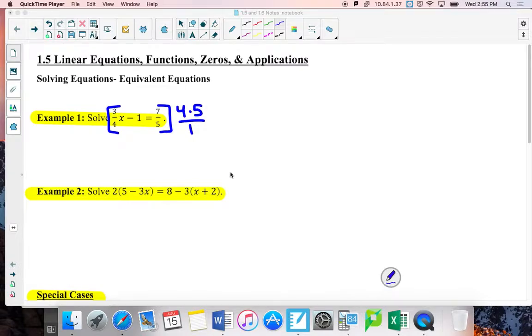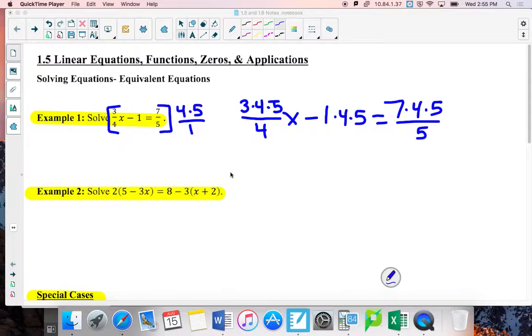So if I take that 3/4 x and I multiply it by 4 and 5, that's going to look like 3 times 4 times 5 over 4, x minus 1 times 4 times 5 equals 7 times 4 times 5 over 5. So I did it to everything, and that's legal as long as you do it to everything. Well, I can see that these 4's will cancel, leaving me with 15x minus 20 equals 28. And now I just have a two-step equation. Instead of having those fractions, that's a method to get rid of them. By no means is this the only method to solve, but it's just an option.